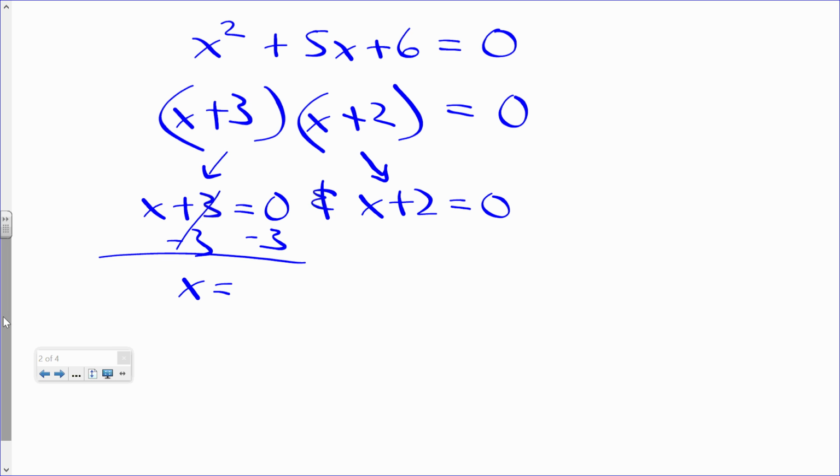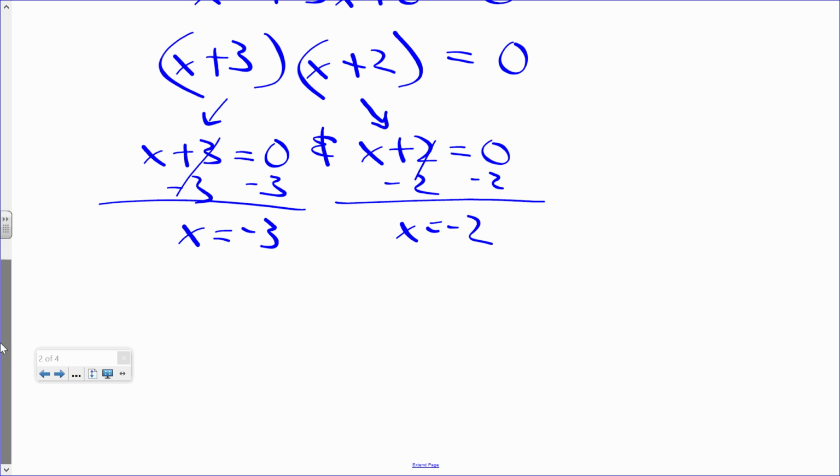X equals negative 3. Okay, there's one solution. Right, Padilla? X is negative 2. There's your 2 solutions. Put 2 solutions on your notes.